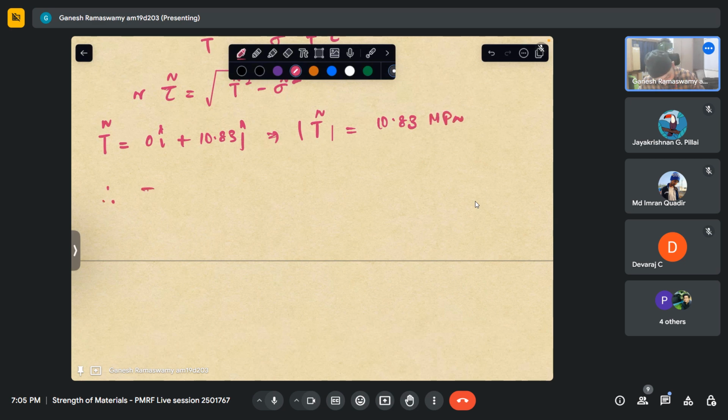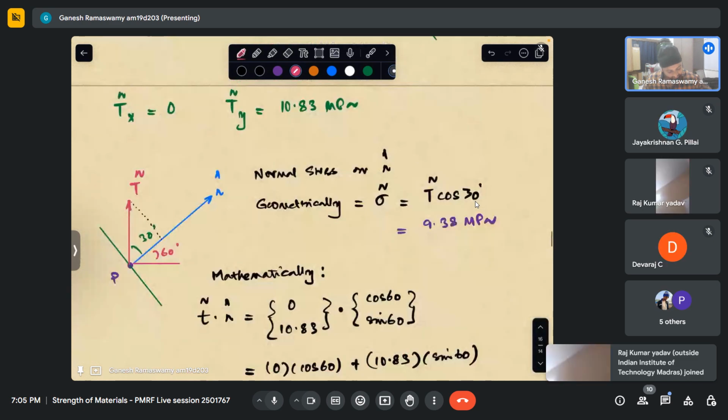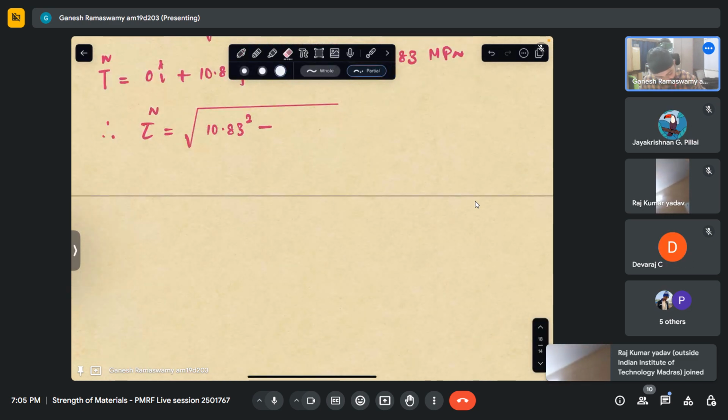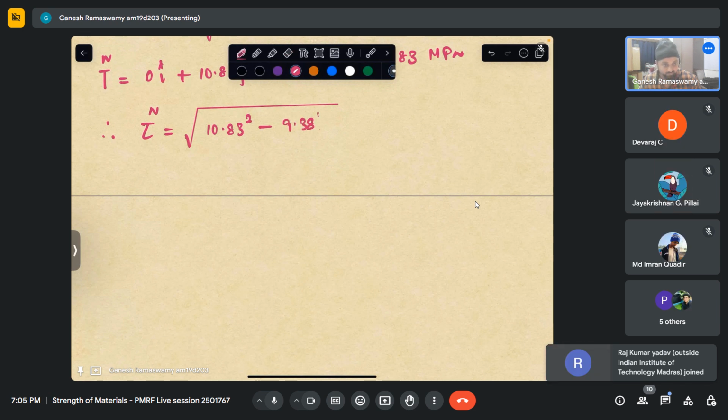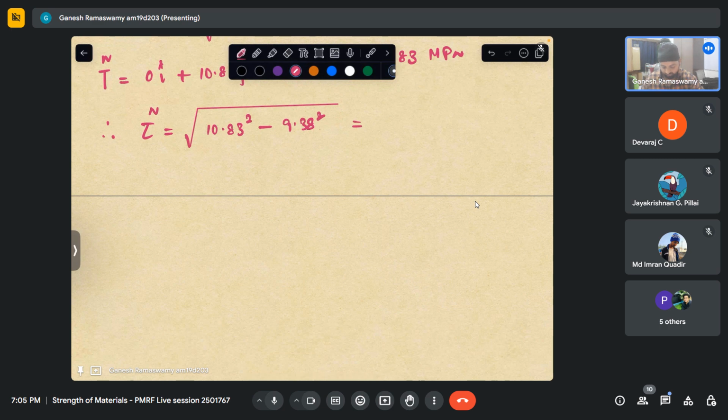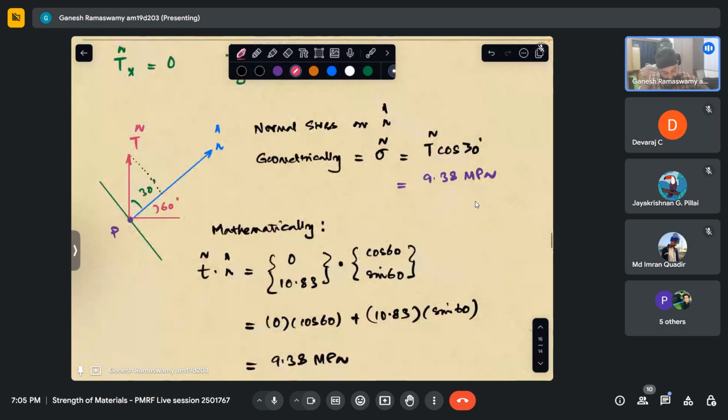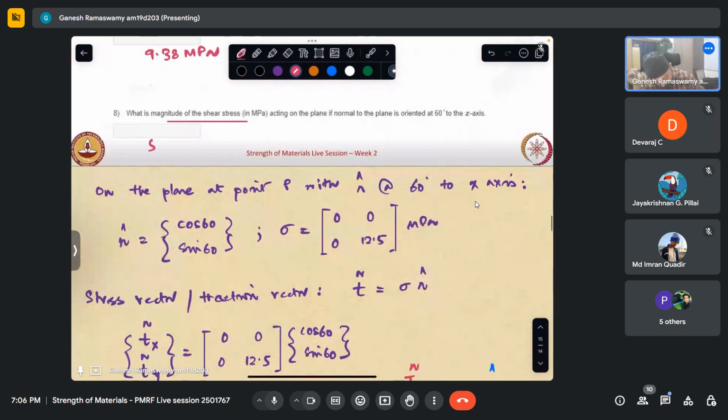So therefore, it is nothing but root over 10.83 squared minus 5.415 squared. Normal stress we got as 9.38. So this comes out to be 10.83 squared minus 9.38 squared. This is nothing but the same, 5.413 MPa. So the shear stress comes out to be 5.4 on this plane.